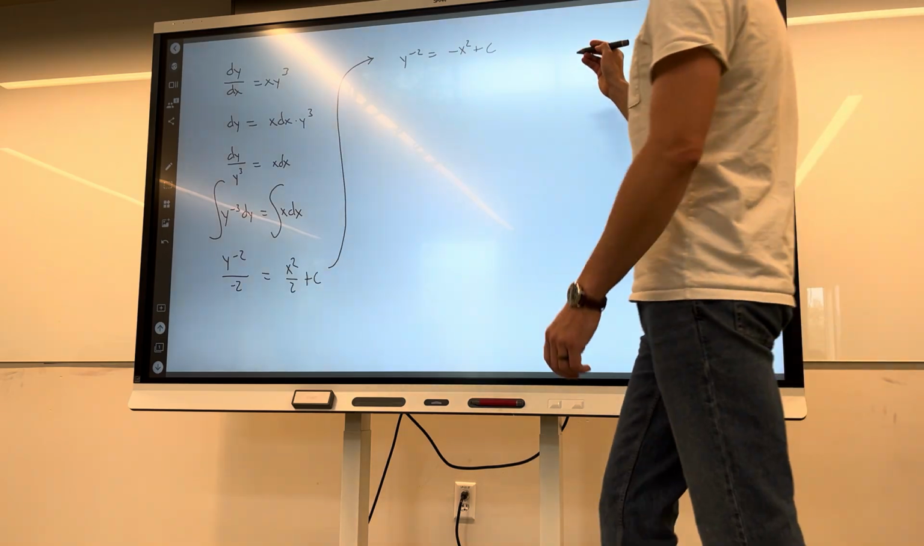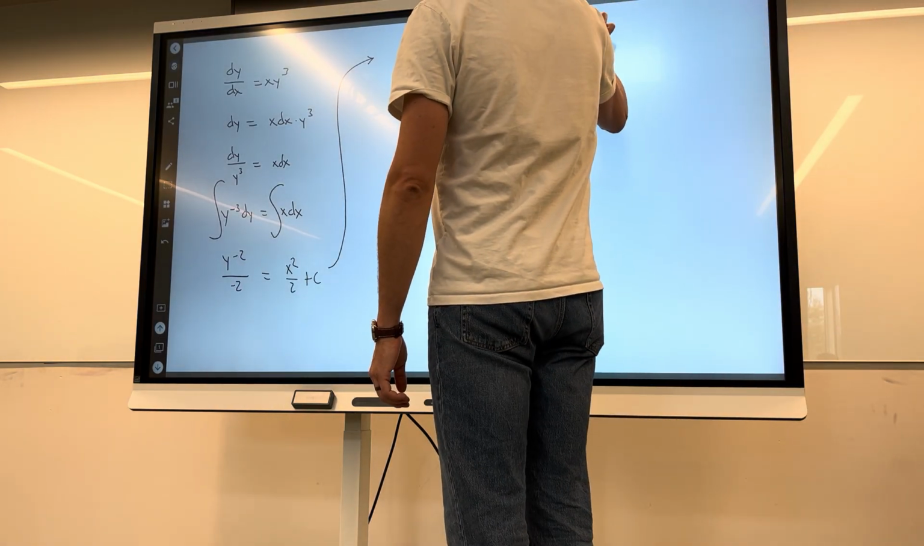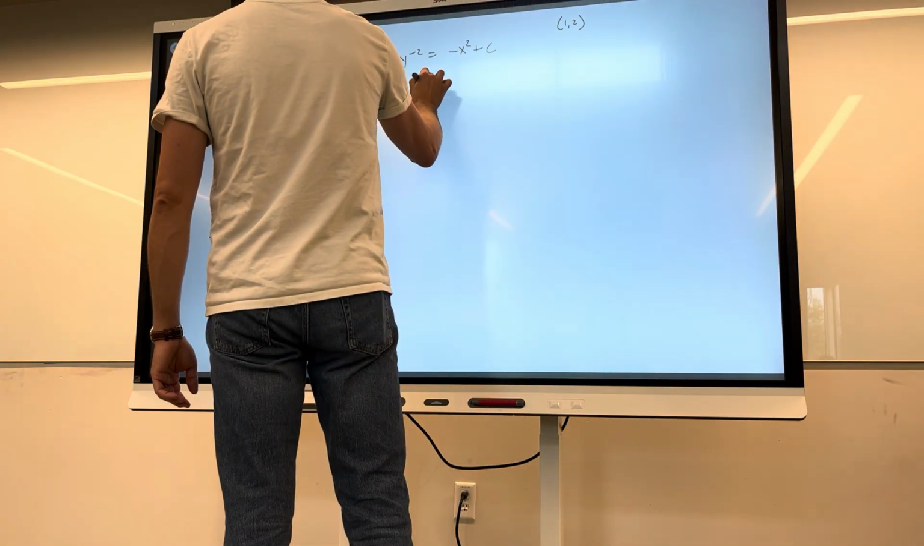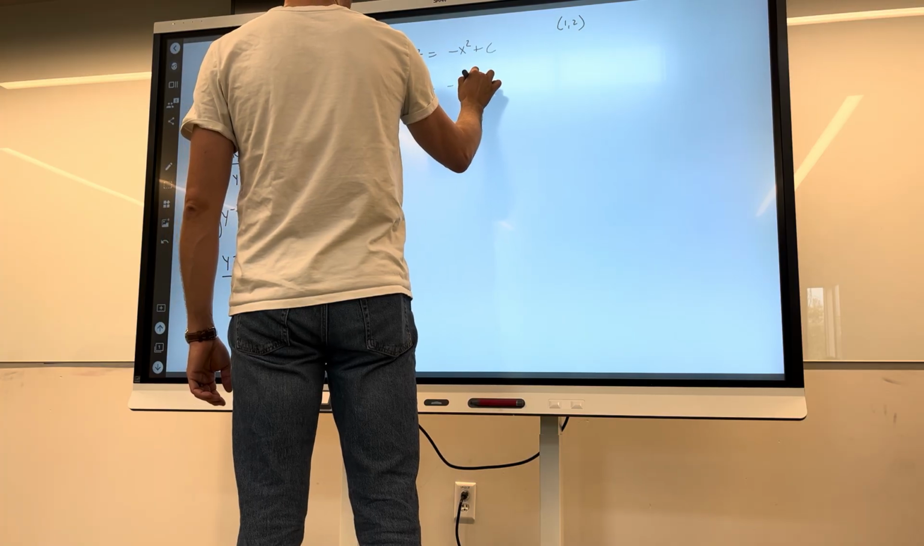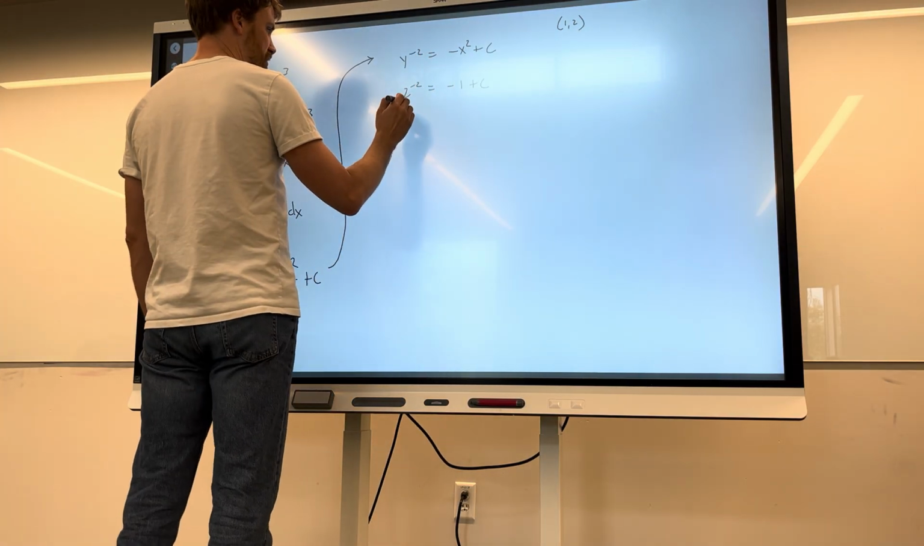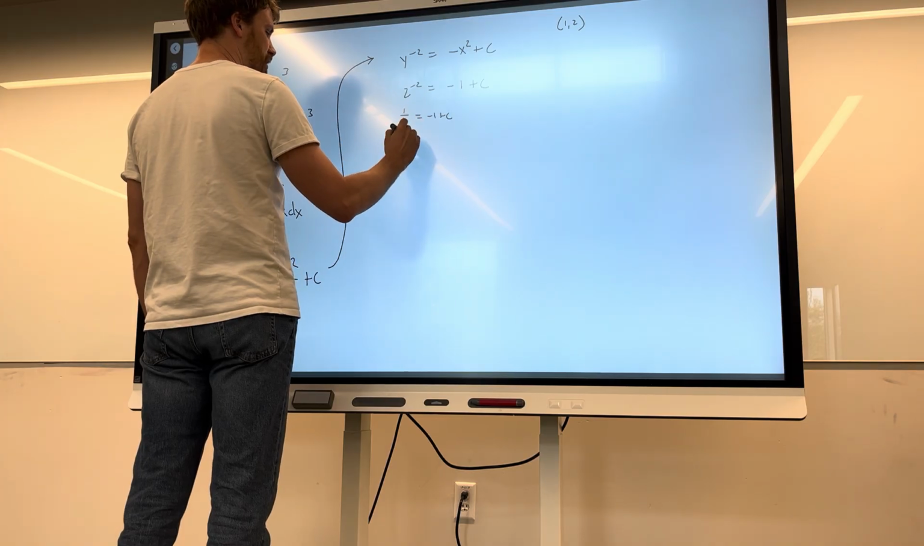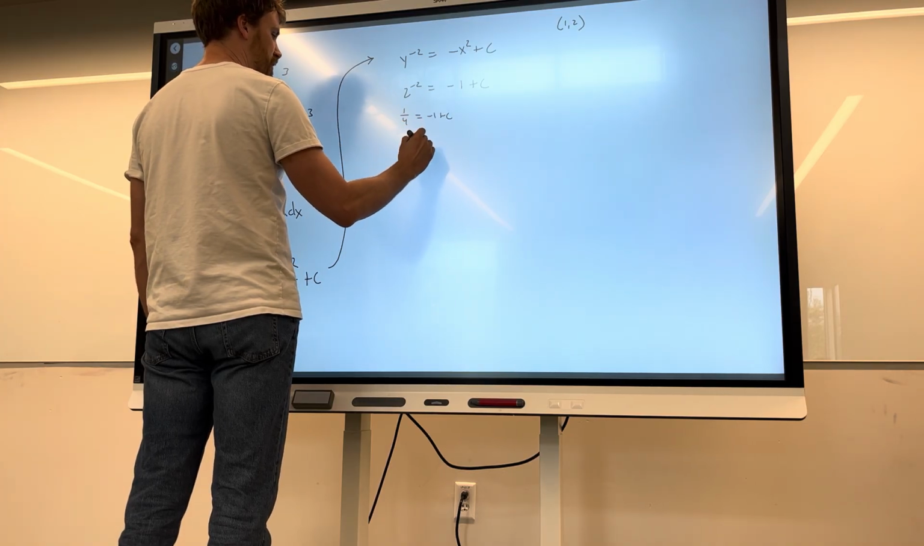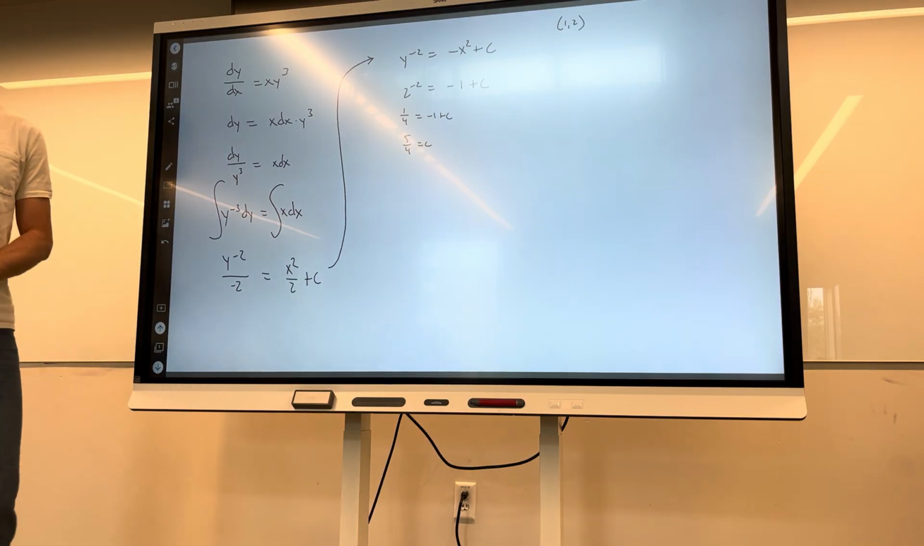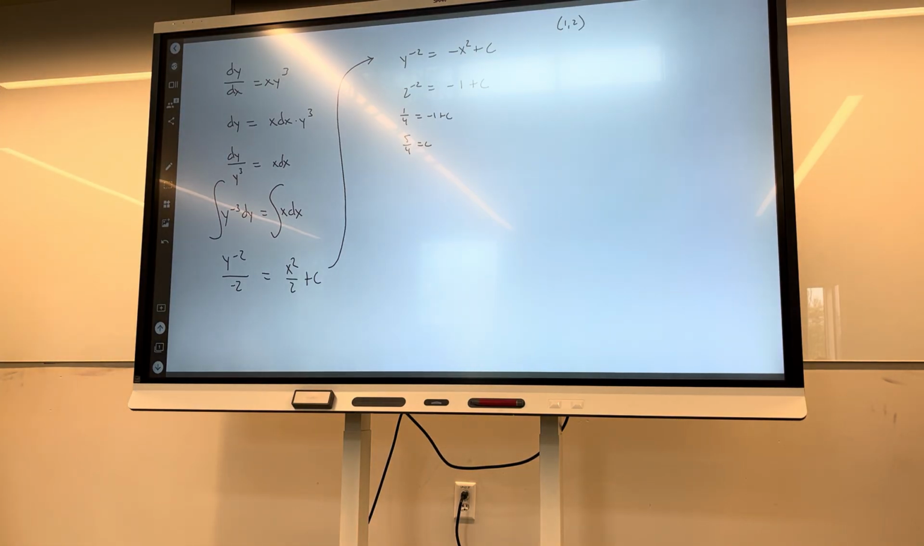We got to find c. So what was the point? 1 comma 2. Let's plug it in. 2 to the negative 2 equals negative 1 plus c. 2 to the negative 2 is 1/4, and that equals negative 1 plus c. Add 1 and you get 5/4 is equal to your c value, I think, if you plug in 1, 2. There are always slightly different ways to do this, so you may have done it differently and gotten a different c value, but ultimately you're going to end up with the same thing.